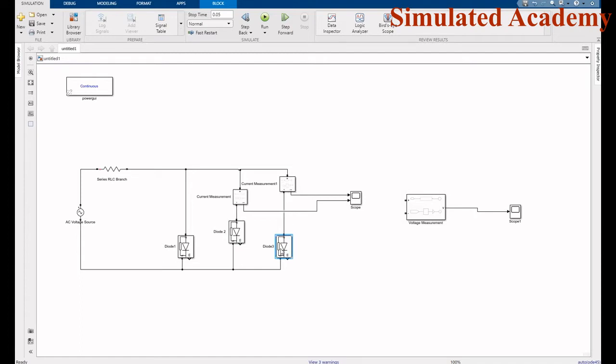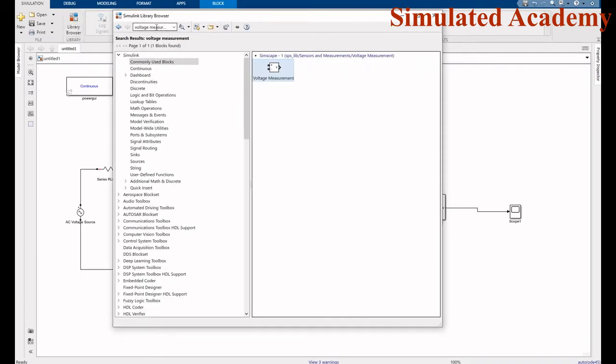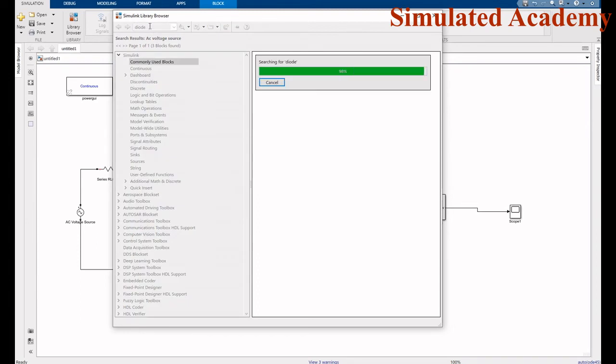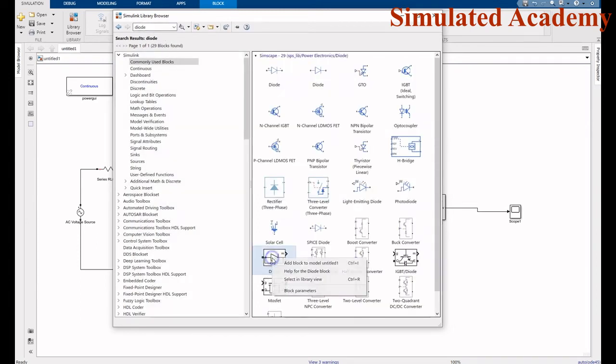Where you can find all these components, you can easily go to the library browser. You will find a voltage measurement to measure voltage across any branch you want. You can find an AC voltage source by just typing AC. You can reach here and right click and place this. You can type diode, search and place this one, right?